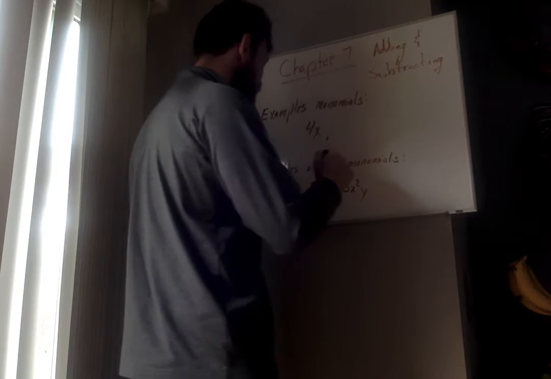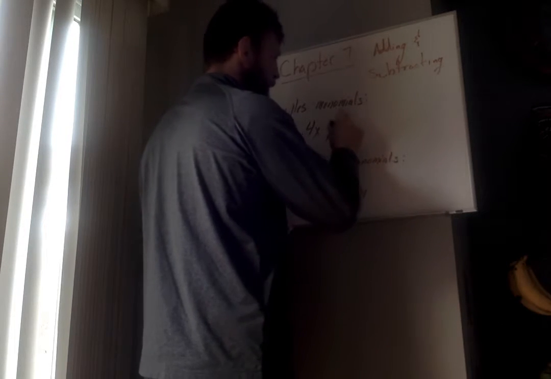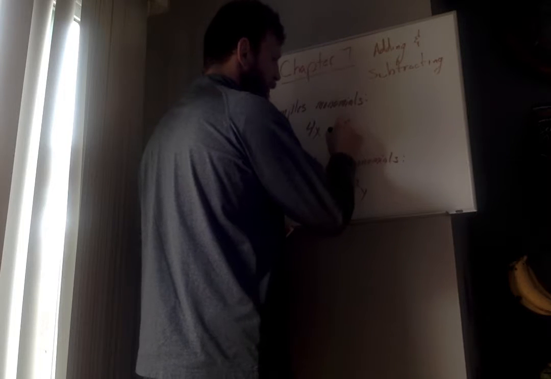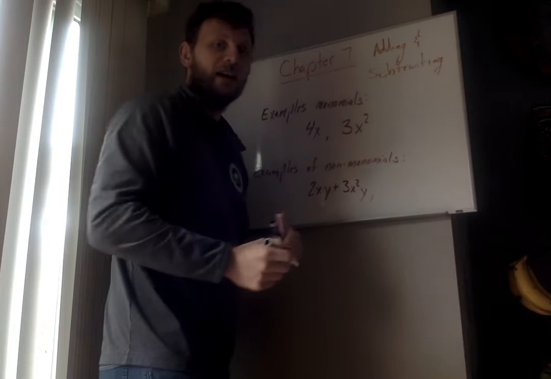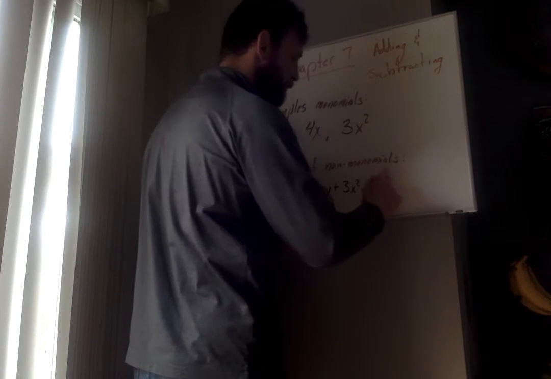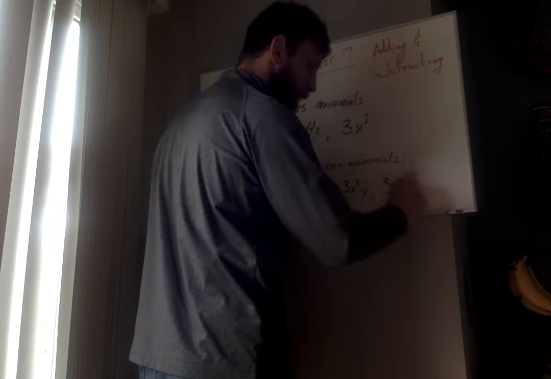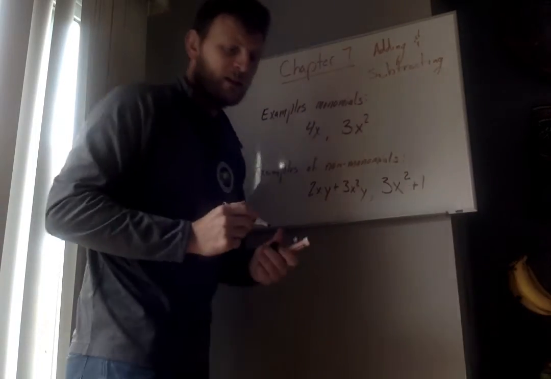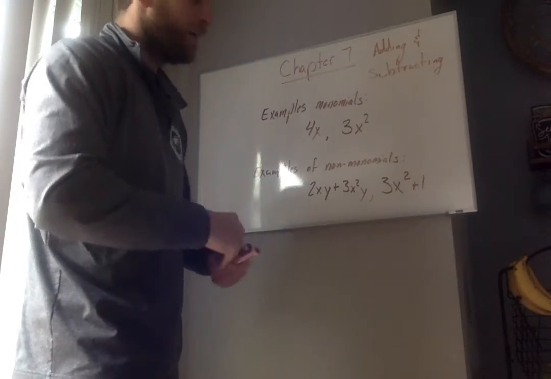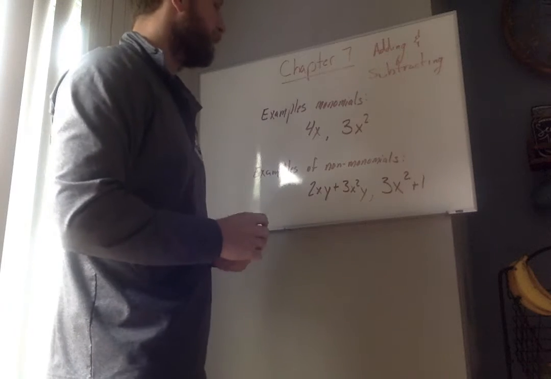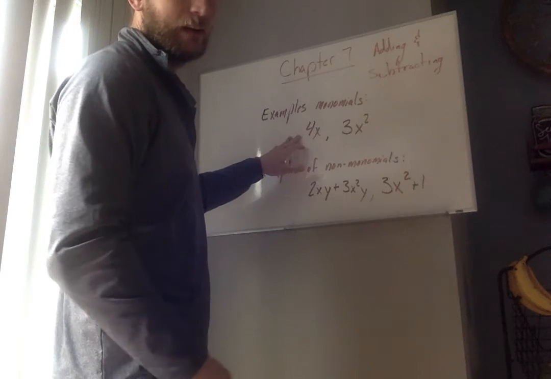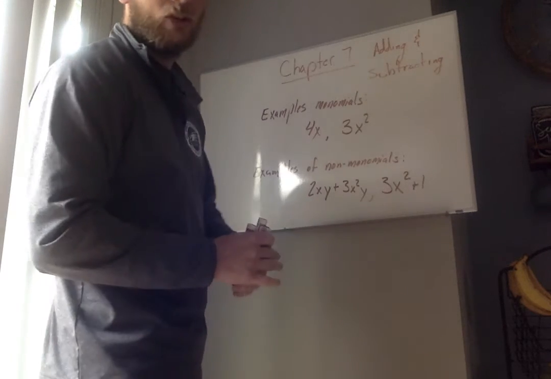Okay, let's go back to Mason. Mason, can you give me an example of a monomial? 3x squared, very good. Eric, example of a non-monomial? 3x squared plus 1, perfect. Okay, these are all examples of monomials and non-monomials. Notice the difference is these don't have an addition sign, these do.